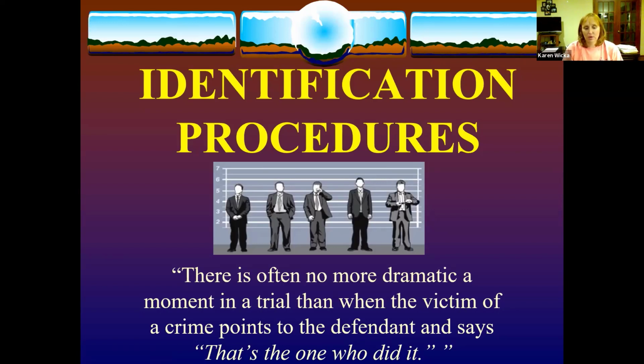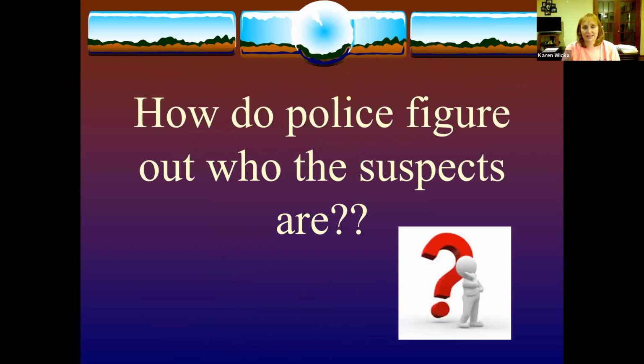Okay? So we're going to start with the idea of how police figure out who the suspects are. When a police officer shows up at a crime scene, investigates the crime and starts putting things together, how do they start narrowing down who the suspects are? What specifically do they look at? Who do they talk to? How do they narrow it down to figure out who the suspect is?